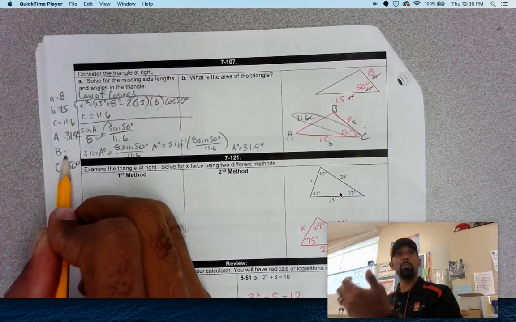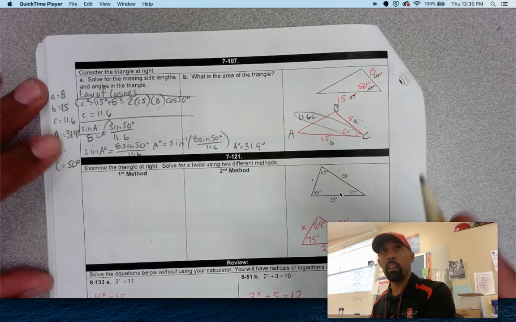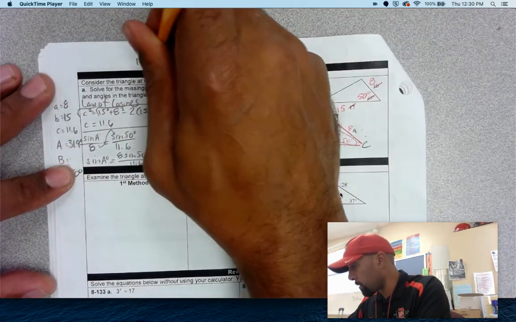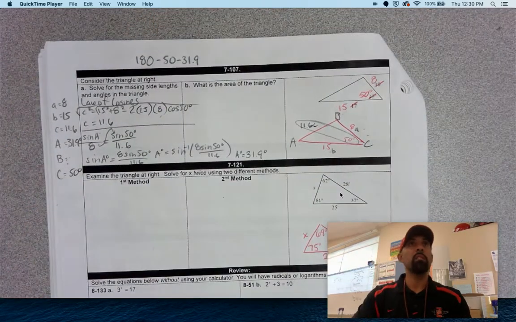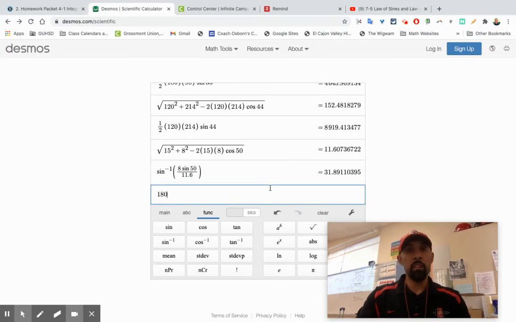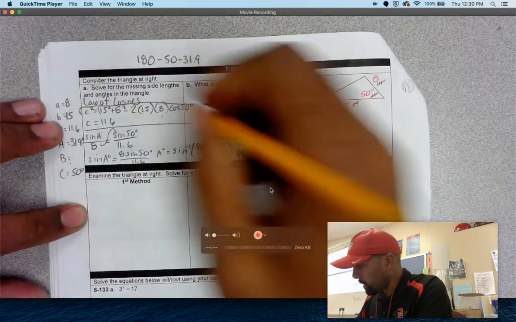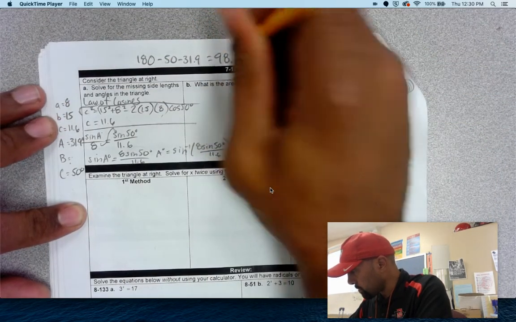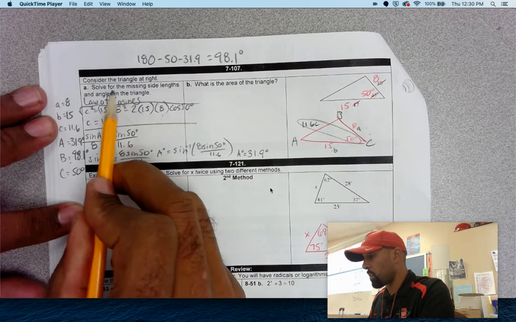Now remember, once you have two angles, you can find the third by subtracting them from 180. I'm just going to do that up here because I'm running out of room. So 180 minus 50 minus 31.9. Just plug that in. It's 98.1. So that is our third angle, angle B, 98.1. All right, so now we've completely solved the triangle.